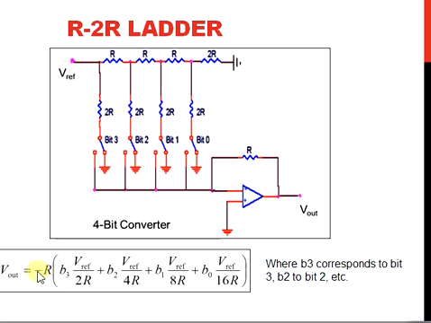That output value can be written in equation form. We can see that V out is equal to minus R, because here instead of RF we took R, that is the feedback resistor, R into V3 into V reference by 2R, plus V2 into V reference by 4R, plus V1 into V reference by 8R, plus V0 into V reference by 16R. So this will be the corresponding analog output.